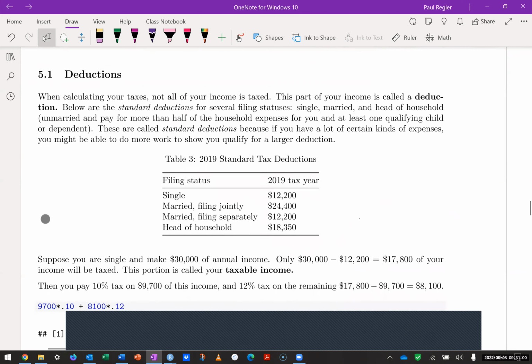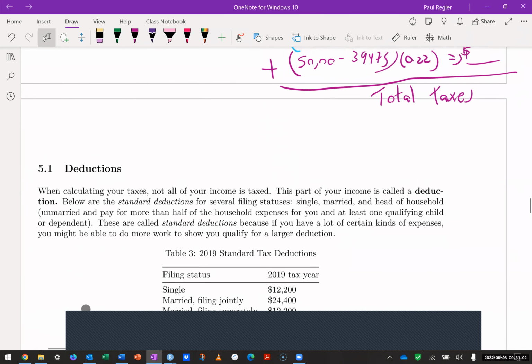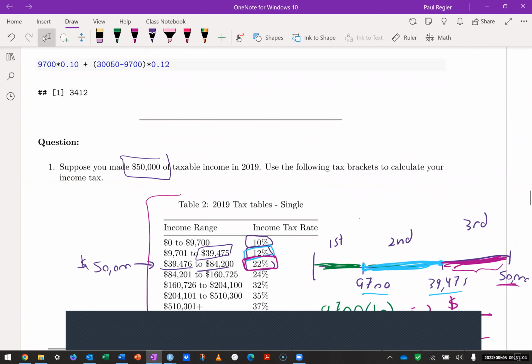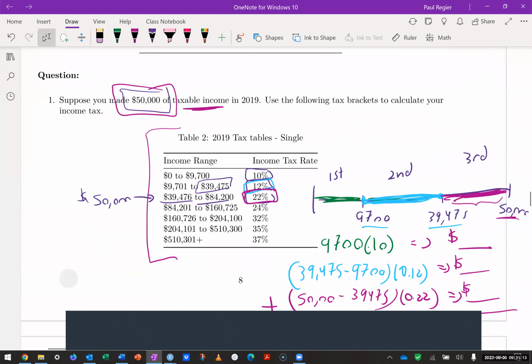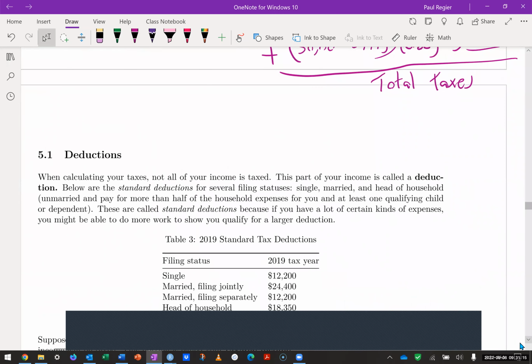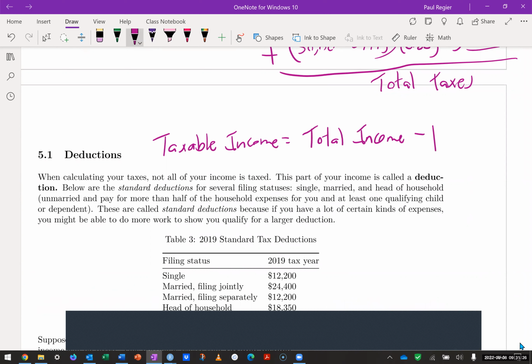Two other factors that really influence taxes: the income that you're taxed. This taxable income is not all of your income. The way your taxable income is found is we subtract a deduction from your total income. So I'll write that here. Taxable income, this is what you calculate your taxes based off of, equals total income minus deduction.